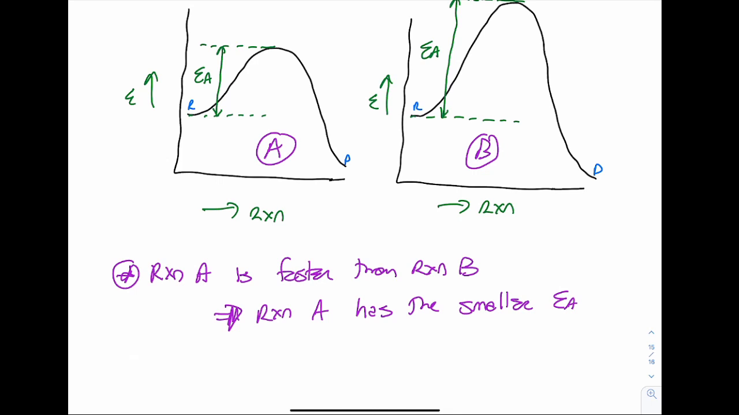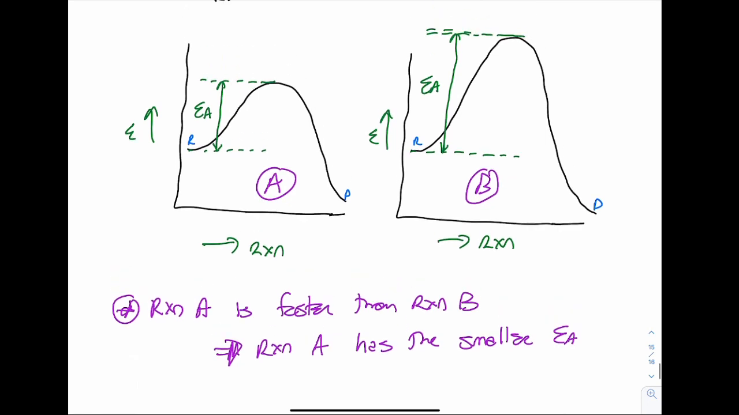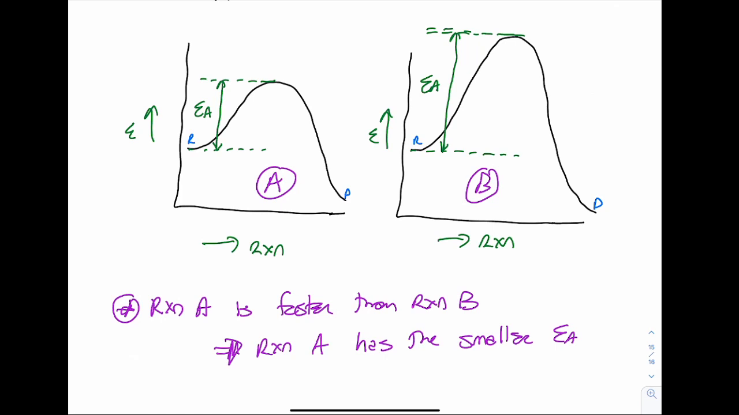If you don't need as much energy, more collisions will have energy equal to or greater than that activation energy. If that activation energy is large, then you have fewer of those collisions that have the right amount of energy. There's also orientation, right? They have to collide with the right orientation, not just the correct energy. But here we're just looking at energy. So the faster the reaction, the smaller its activation energy is going to be.